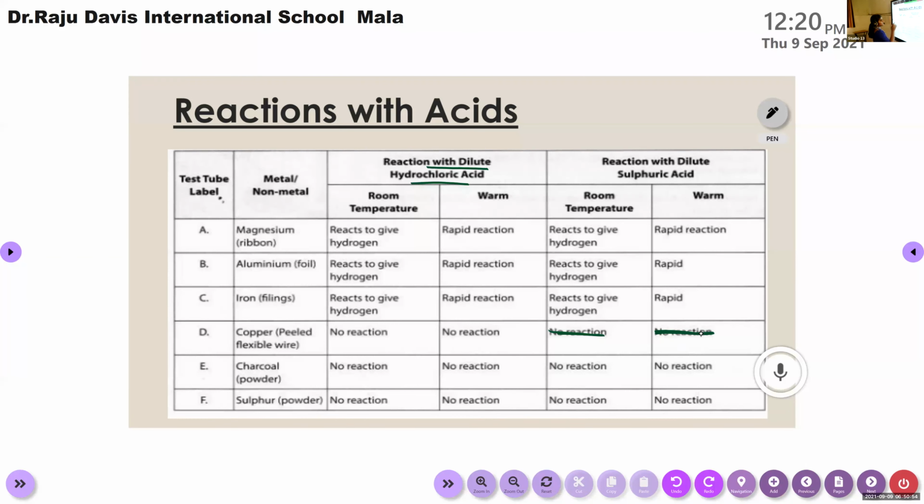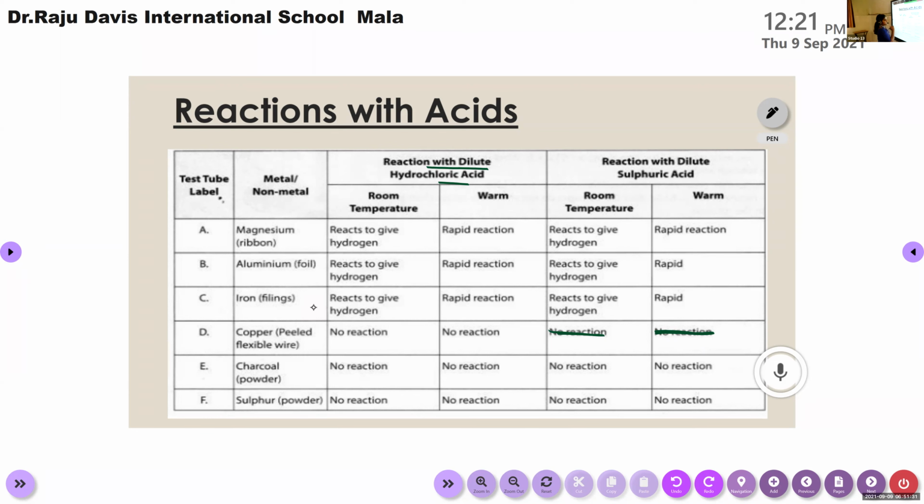So first one, magnesium. On reaction with dilute hydrochloric acid at room temperature, it will react to give hydrogen. In the test tube, we can see certain bubbles evolved from the solution. That means hydrogen gas is produced there. Clear, children? So it will react to give hydrogen. And when we heat the solution, a rapid reaction takes place. That means the reaction takes place very fast.